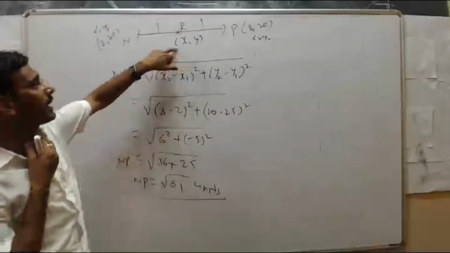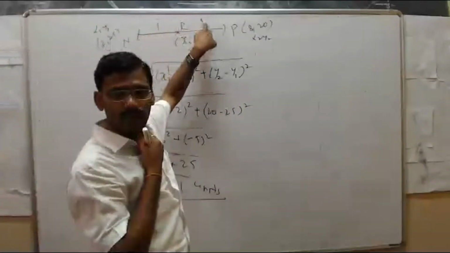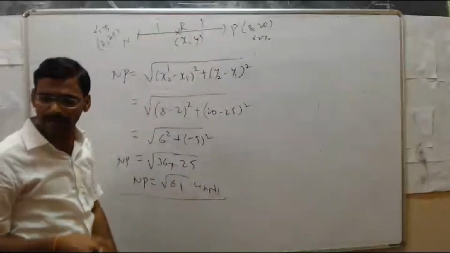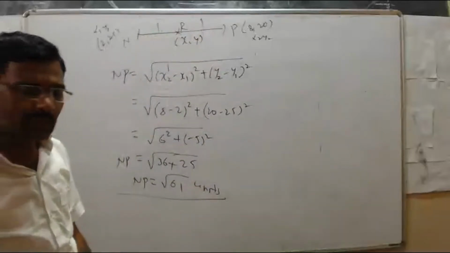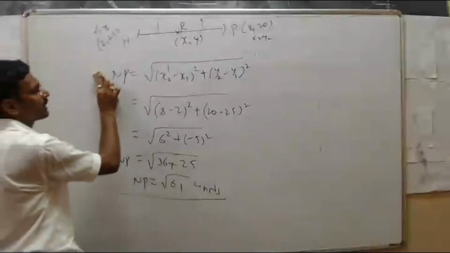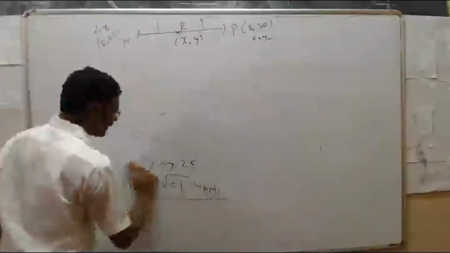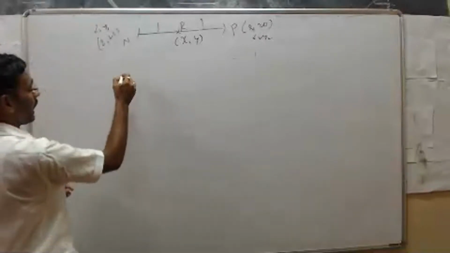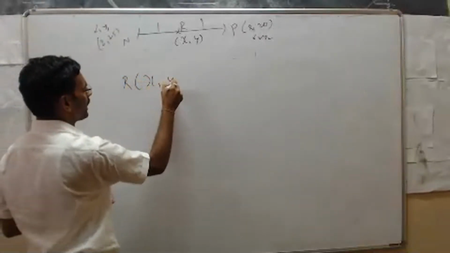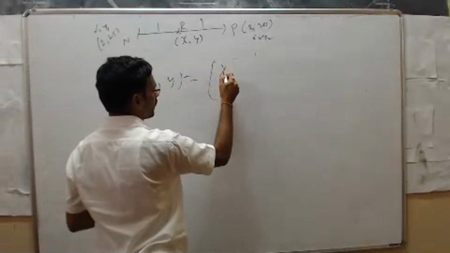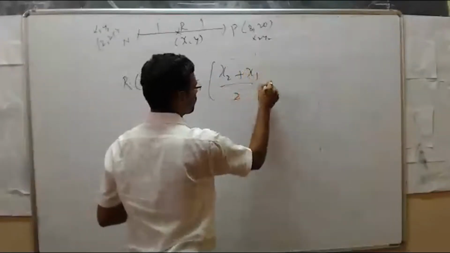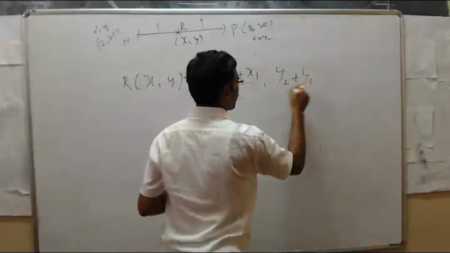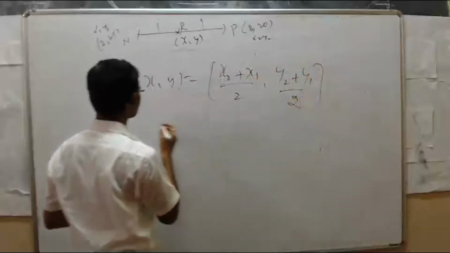Because in the midpoint formula R divides in the ratio 1:1. It means m1 and m2, the m1 value is 1 and the m2 value is 1. We have to apply the midpoint formula because we have to find the coordinates. Rashmi's coordinates x comma y equal, what is the formula? x2 plus x1 divided by 2 and y2 plus y1 divided by 2.